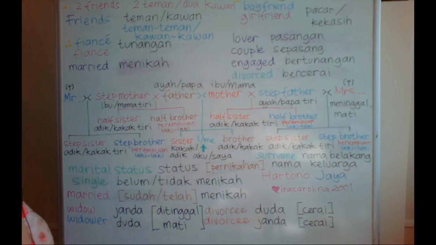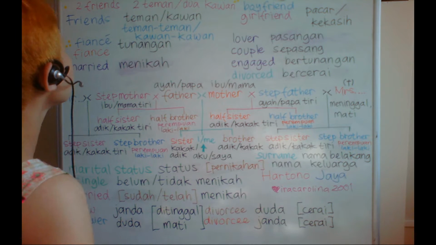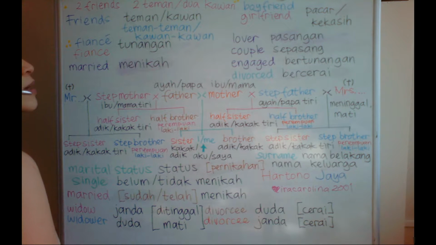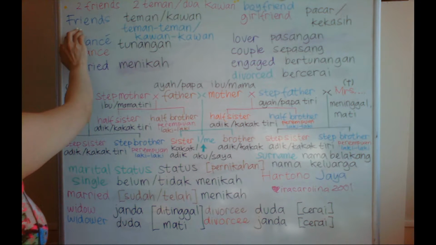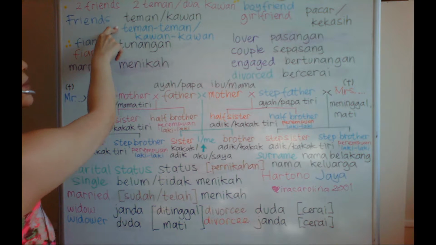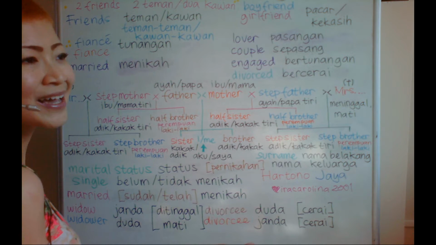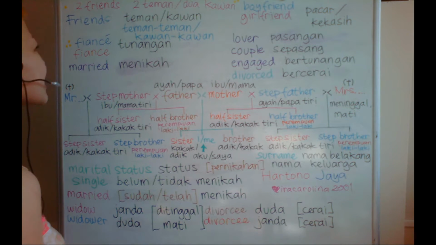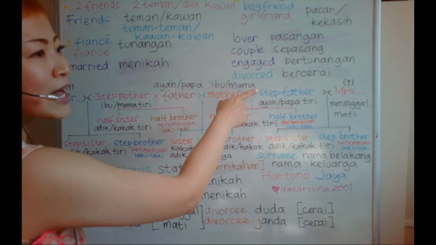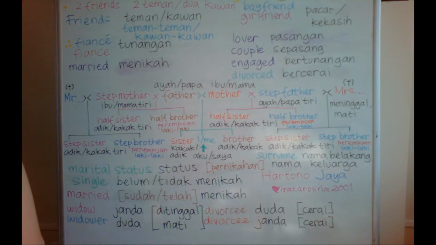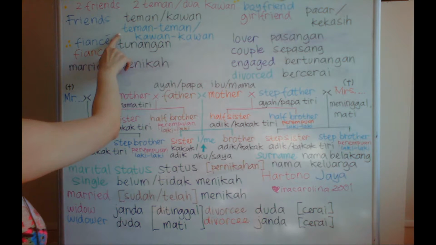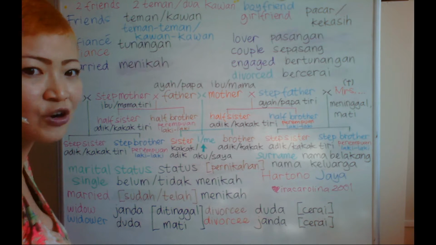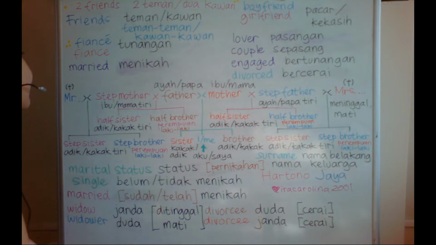But if you want to say, hey friends, where will we go friends, like that. If the friends, it becomes teman-teman. Hi friends, halo teman-teman. Hi friends, hi kawan-kawan. So this teman stripe teman or kawan stripe kawan is only used for calling, hey guys, like that.